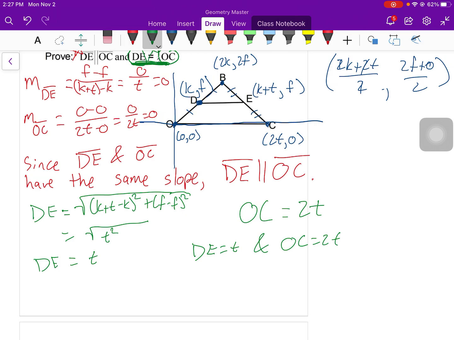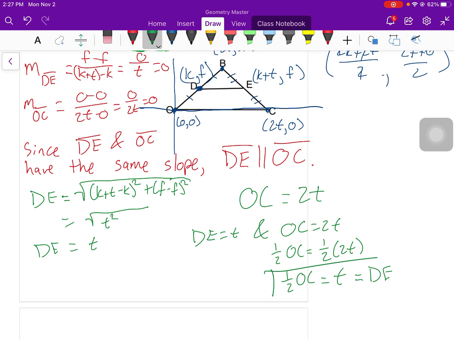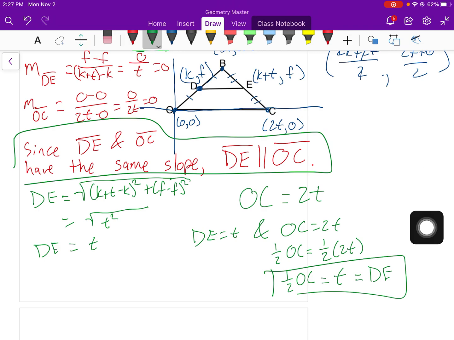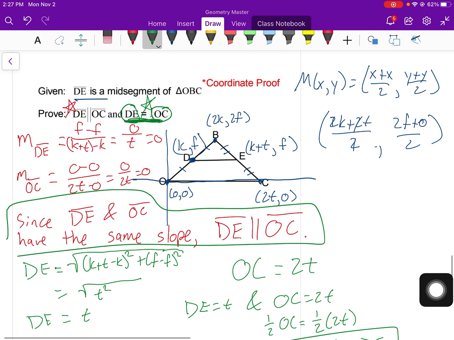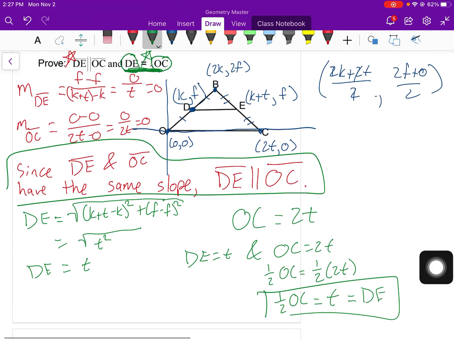We've already shown that, but we have not shown what we're trying to show. Half of OC is half of 2t, which is just t, which is DE. Okay, so you could say we are done at that point. I didn't even have to write a sentence because it just said show or prove that DE is equal to half of OC. Here's our work showing that half of OC is the same thing as DE.